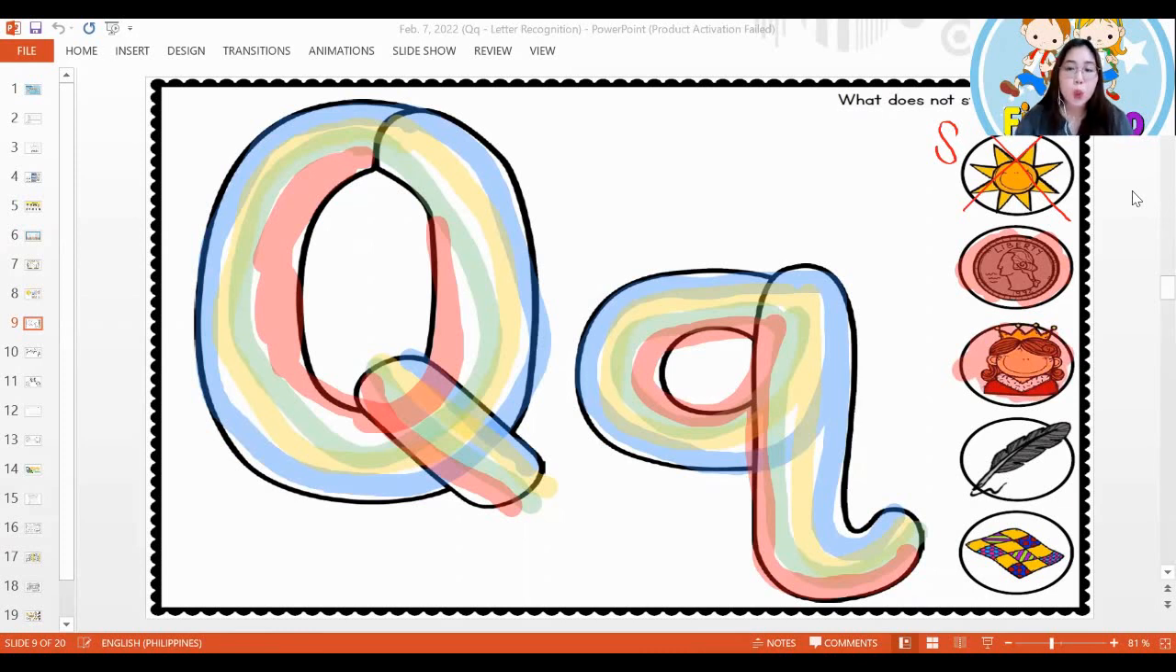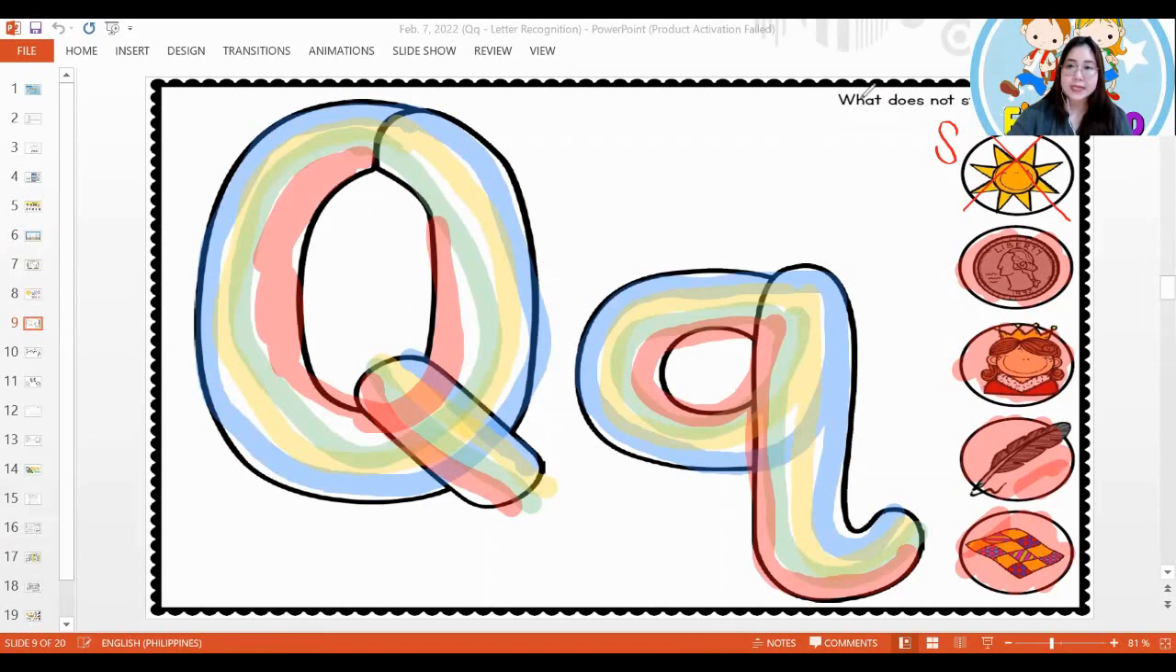Next one, we have quill. Quill. Does quill start with the letter Q? Yes, it starts with the letter Q also. Next one, we have a quilt. Quilt. Does quilt start with the letter Q? Yes, quilt also starts with the letter Q. So we have a quarter, a queen, a quill, and a quilt that all begin with the letter Q.